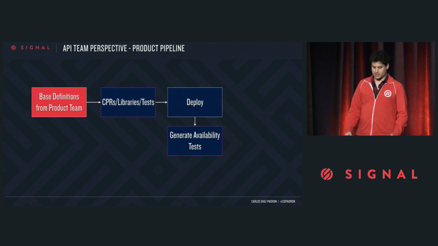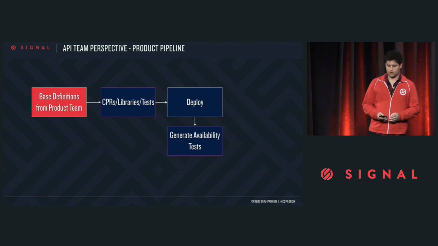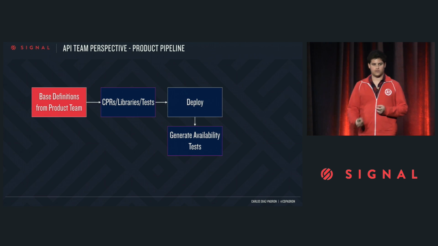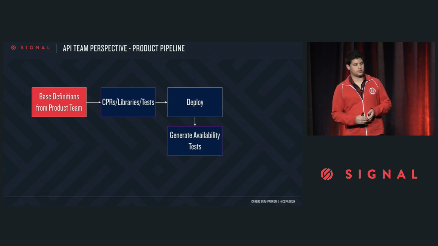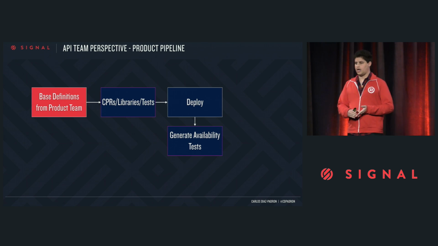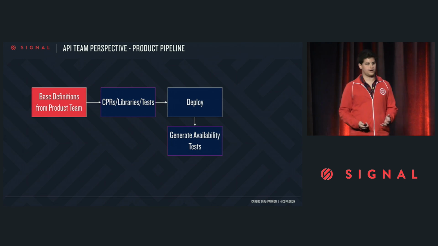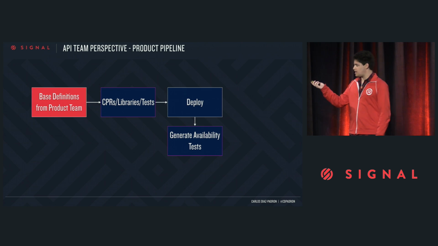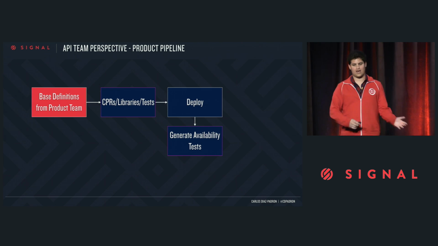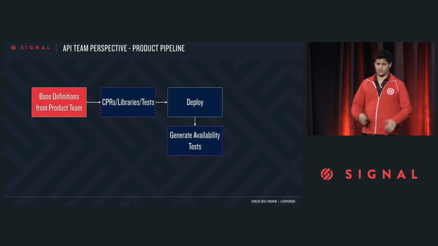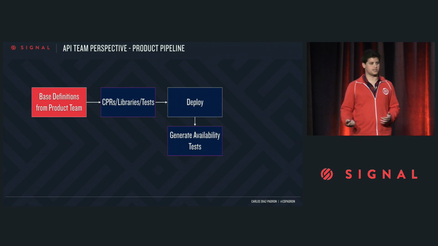Now from the API team's perspective, this is what the product pipeline looks like. We get base definitions from teams, and then we are able to automatically generate with one command the server-side resources, the client-side resources of the libraries, and the integration tests for all these things. So we can be very confident that when we're deploying these things out, they work because they're automatically verified. And we also get availability tests, which we may or may not have had before for certain resources, because if humans are creating these things, it's possible somebody misses something.